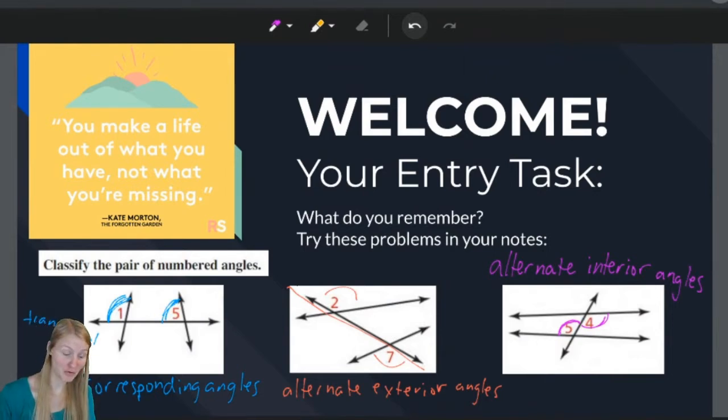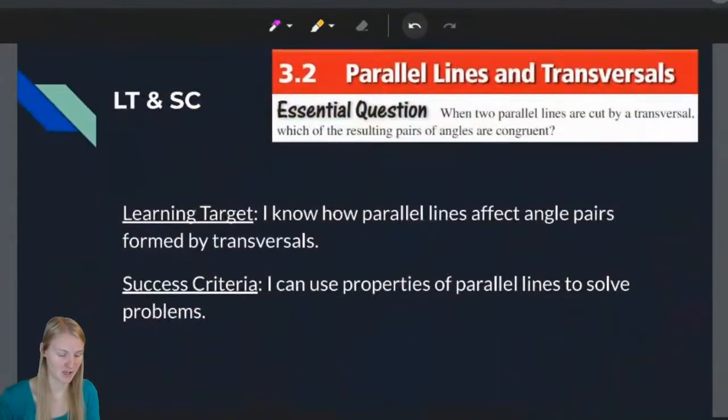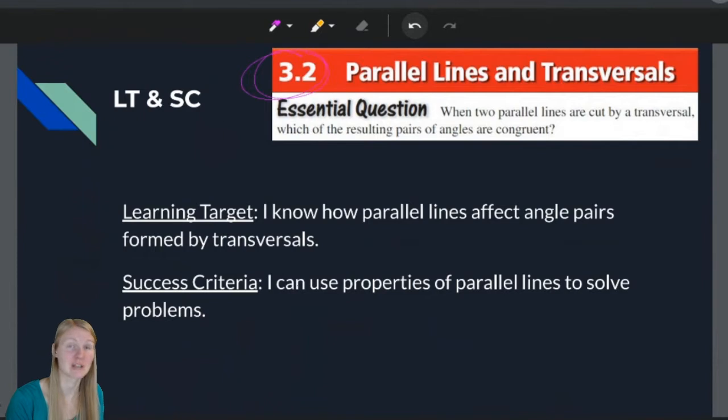Now, let's move on to what we have for today. Today, we are looking at section 3.2, which is about parallel lines and transversals. So yesterday we talked about parallel lines and we talked about transversals, but not together. We didn't talk about them together. So today, we are bringing together parallel lines and transversals.